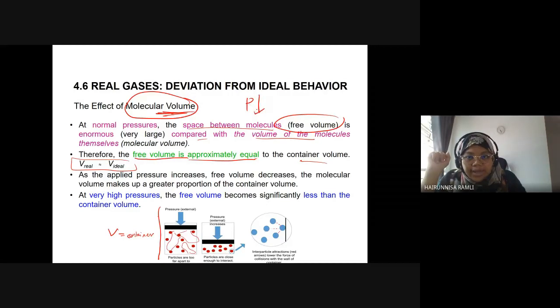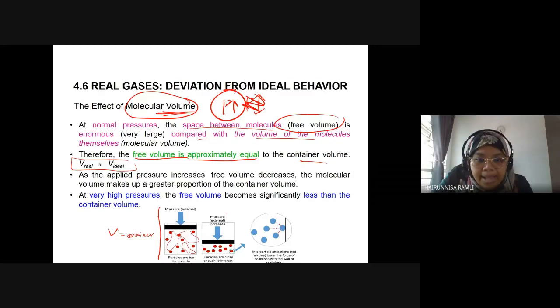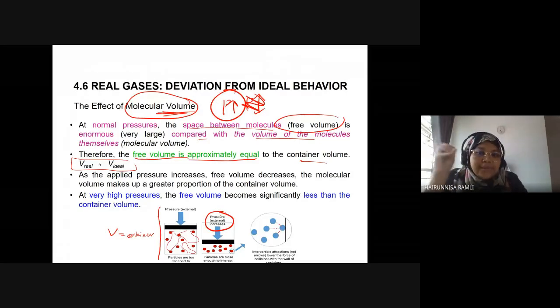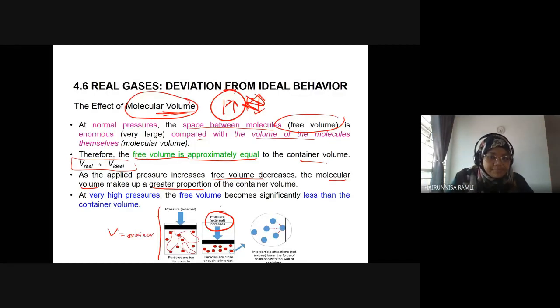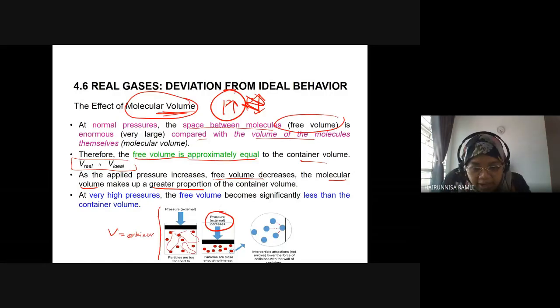Okay, however, net effect on the molecular volume for the pressure eh. When we apply pressure, P increase eh. Okay, we apply the pressure. Okay, before this kita cerita pasal intermolecular forces kan. Now kita cerita pasal molecular volume. The free volume decreases kan. Nampak tak free volume tu dah tak ada kan. So now the molecular volume, which is the volume of the gas, makes up a greater proportion of the container volume. Maksudnya sekarang yang obvious sekarang adalah volume of the particles, volume gas tu.